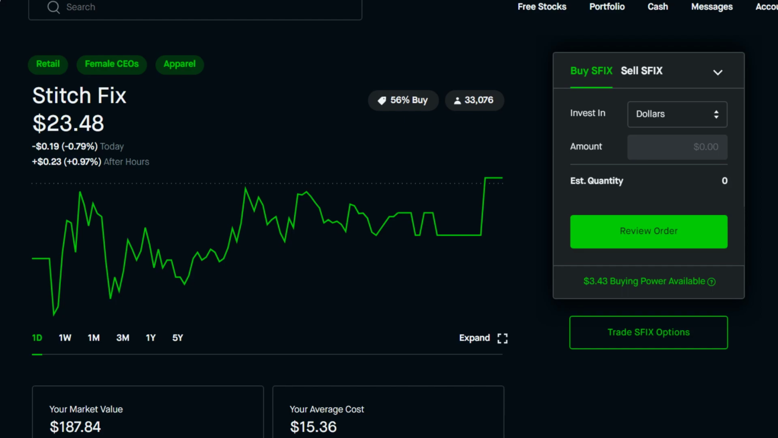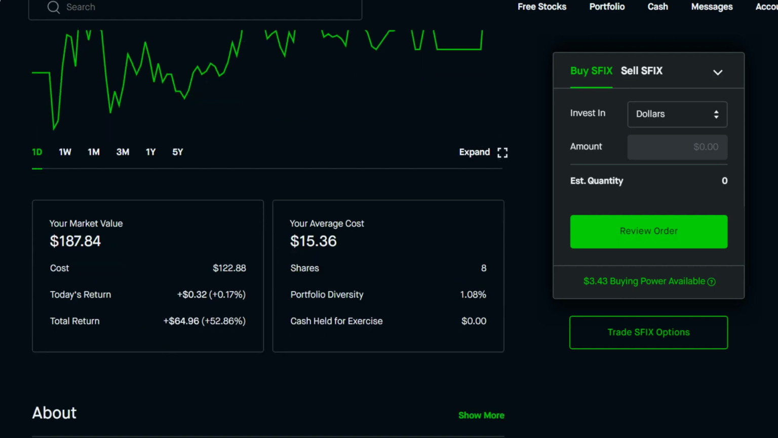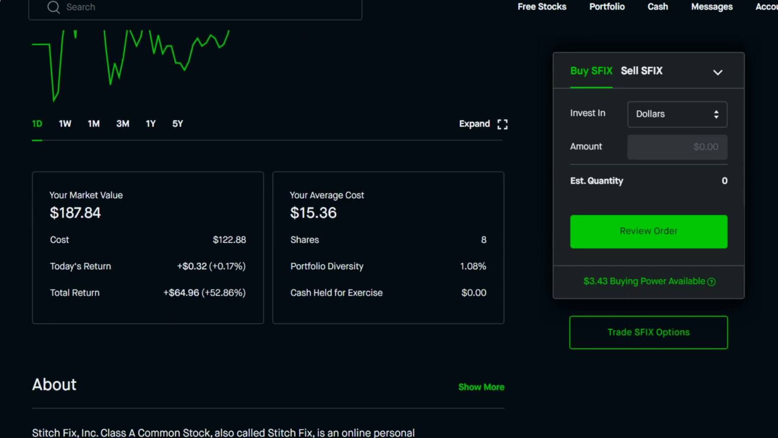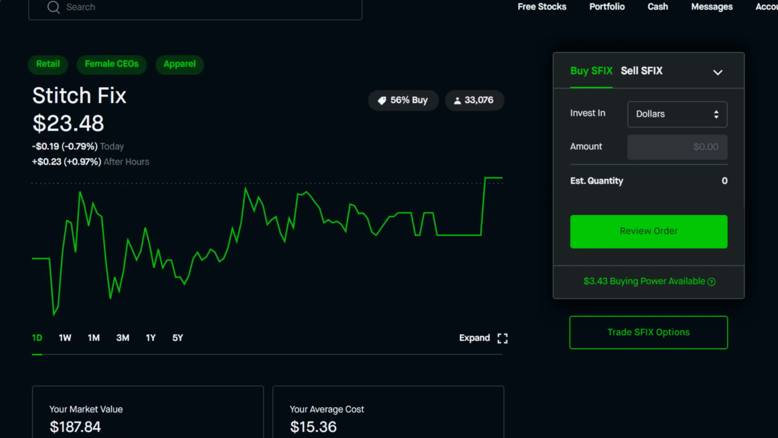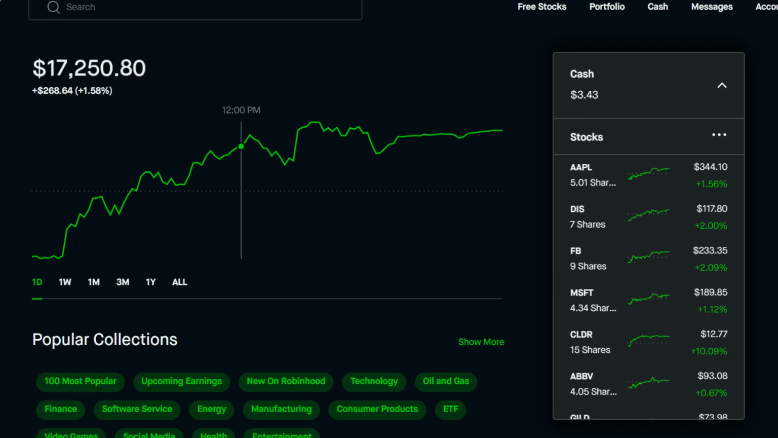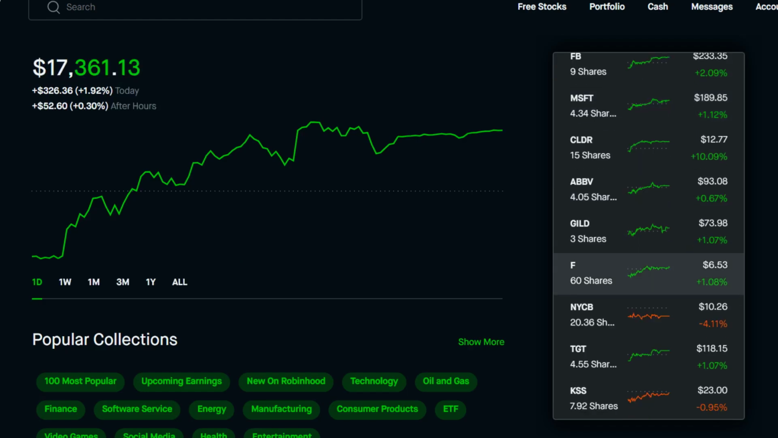A newer position after this is Stitch Fix, another clothing company. This one's an online retailer though. My apologies. Cost basis is $15.36, 8 shares, 1% of the portfolio. Total return of $64.96 or 52% up. So I like that. I do like Stitch Fix, and I plan on holding it for a decent little bit.